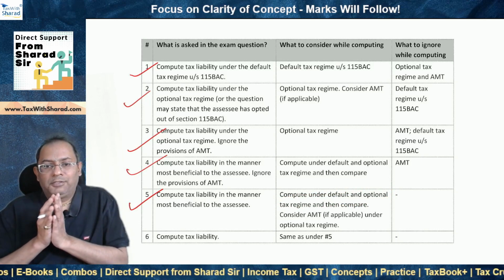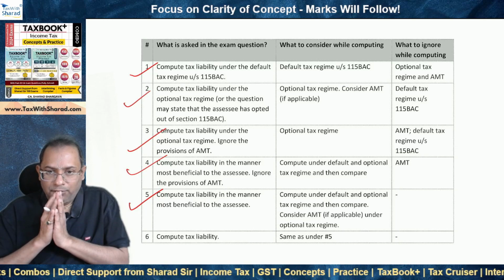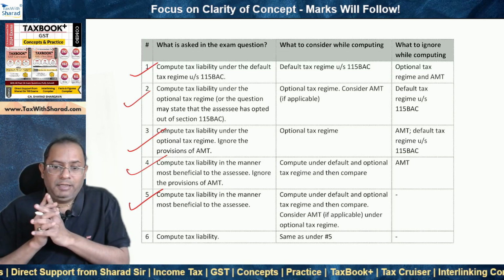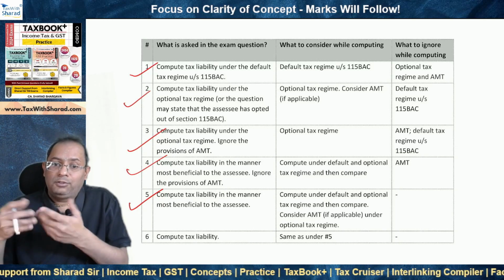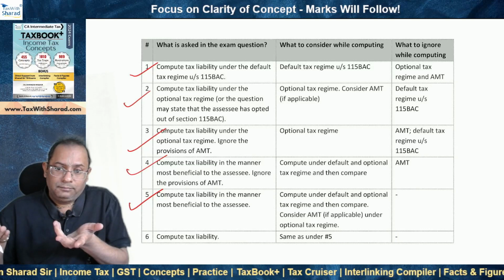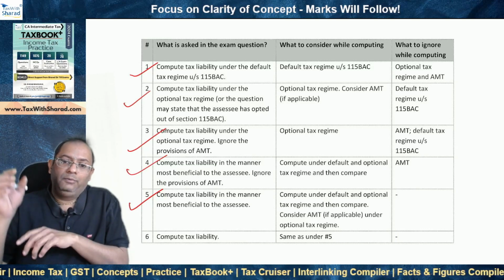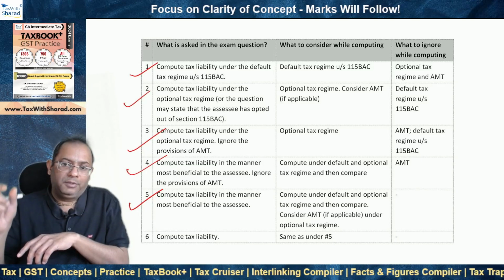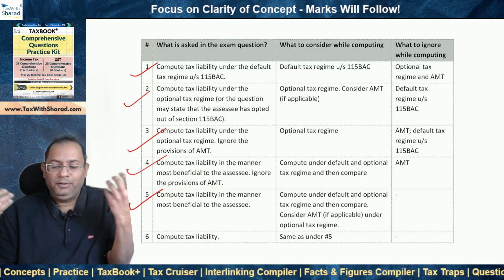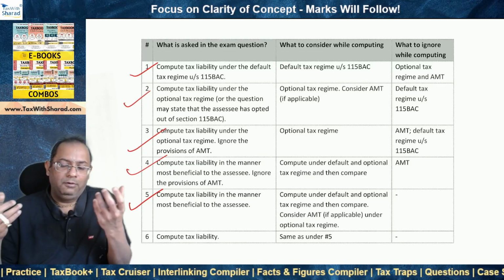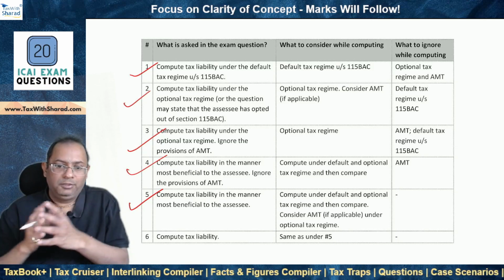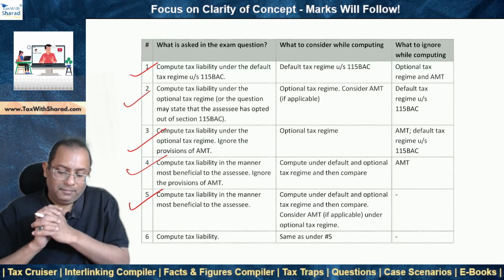So under the default tax regime, you will have an answer. Under the optional tax regime, if AMT provision is not applicable at all in the first place, then you will simply make computation under the optional tax regime, compute tax liability, and then you will compare tax liability under default and optional tax regime and figure out which is more beneficial to the assessee.